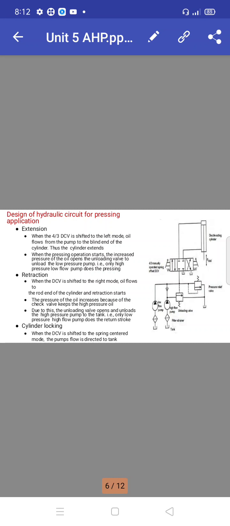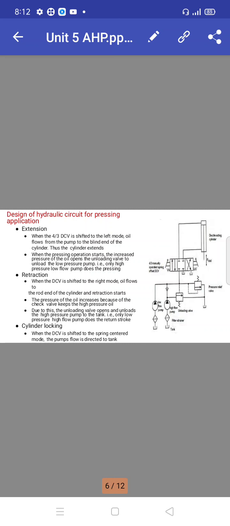So this is the extension. Whenever there is extension, there should be retraction. In retraction, when the directional control valve is shifted to the right mode, oil flows to the rod end of the cylinder and the retraction starts. The pressure of the oil increases because the check valve keeps the high pressure oil. So that's why we use check valves.